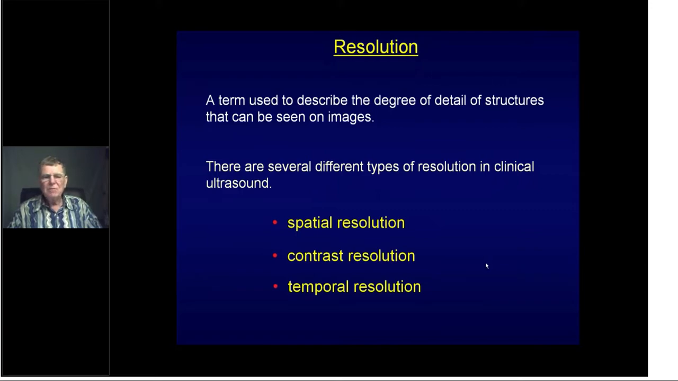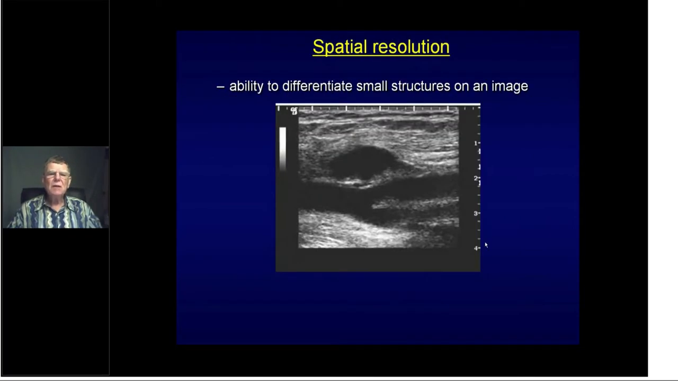There are a couple of others. There's one called grayscale resolution, which is rarely used these days, and I'm not going to inflict that on you. And there's also color resolution, but that's more a Doppler thing, and that will come in Doppler discussions, not in here. I'm going to be talking about grayscale beam mode resolution. Okay, so first of all, I'm going to head off with spatial resolution.